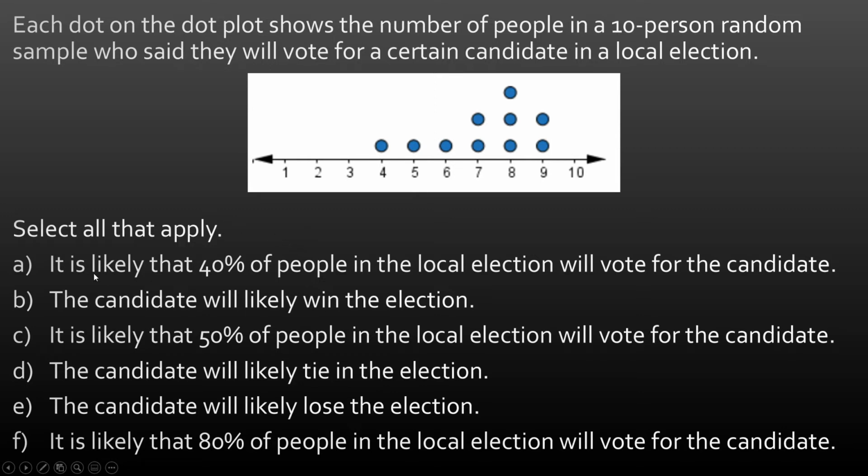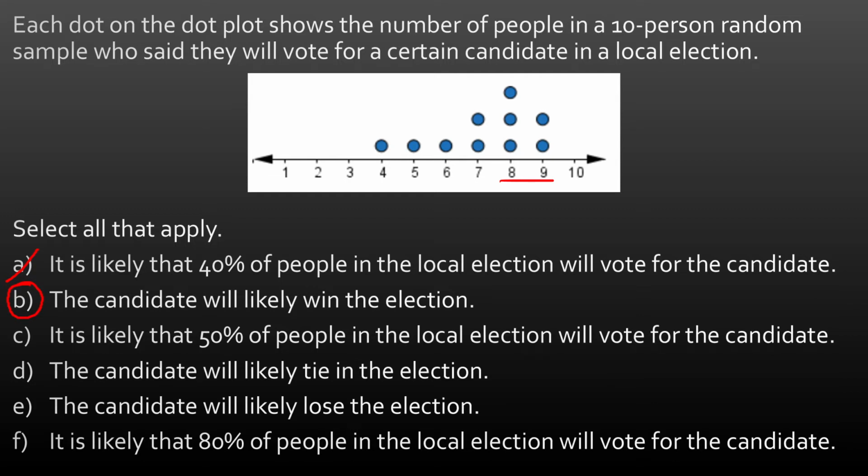Okay, so this one says that it is likely 40% of people will vote for the candidate in the local election. But if I look here where the 4 is, there's only one dot. So this is going to be a no. The next one says that the candidate will likely win the election. So I'm going to say yes. If I look all the way over here, there's a lot of 8s and 9s. Those are pretty high numbers. So for me, that tells me that candidate is more than likely going to win this election.